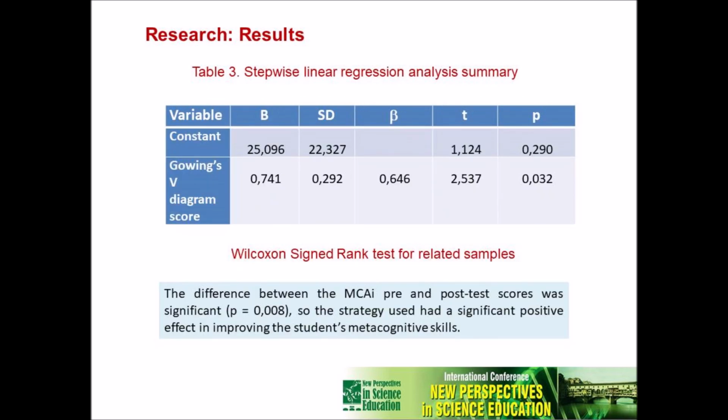The results of the linear regression analysis indicated that Gowin's V diagram score was a predictive variable for the MCAI post-test. The 41.7% of the variance is explained by Gowin's V diagram score. The difference between the MCA pre- and post-test score was significant, so the strategy used has a significant positive effect on improving the students' metacognitive skills.